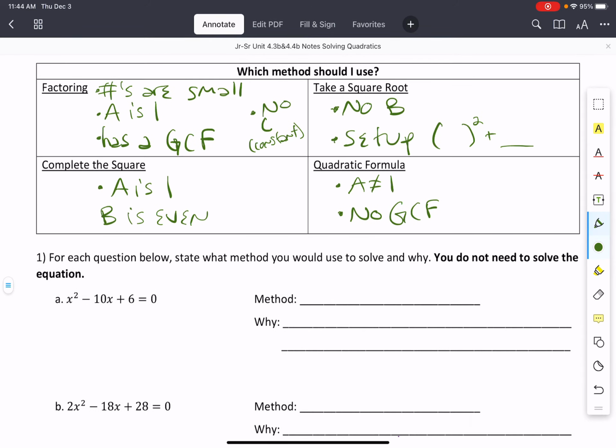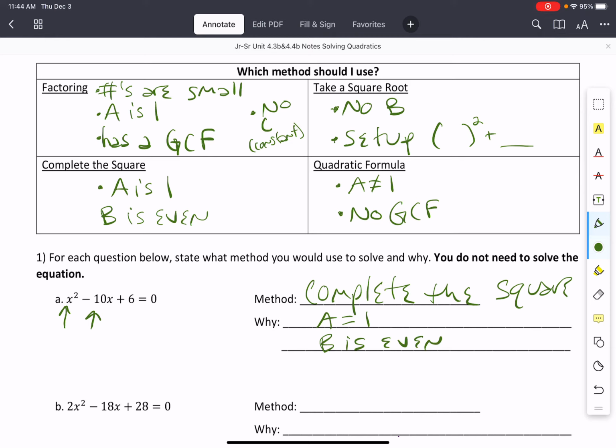Okay, let's look at 1A. Which method is going to be the easiest? Complete the square. Good. Why? You got it. Complete the square, because A is 1 and B is an even number. All right, next.